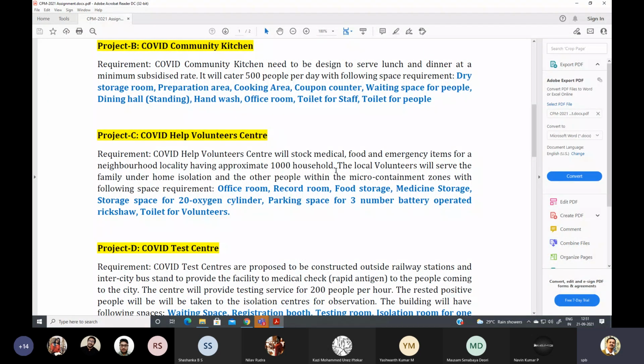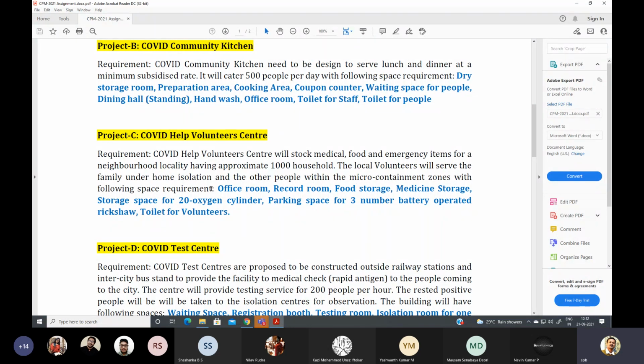So in that center, you will hold those medical food, oxygen cylinder, emergency items and all. The local volunteers will serve the family under the home isolation. Those will be home isolation, and other people for micro containment zone. So you are in micro containment zone, so you do not have food. So if you call them, the volunteers will come and give you the market food and fish and all items, sabji, but they will definitely take money, the usual money.